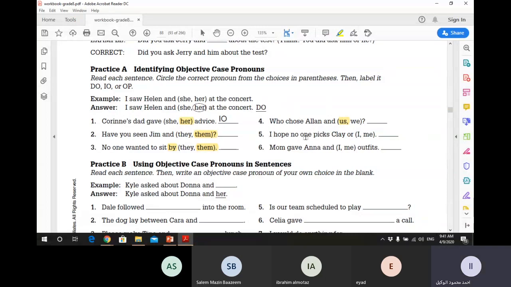Number 5. I hope no one picks Clay or I or me? Salim? Oh, it's number 5, by the way. Yes, it's a typo, my bad. I hope no one picks Clay or me. Is Clay here a subject? No, it's an object. So you have Clay or me, a compound object.